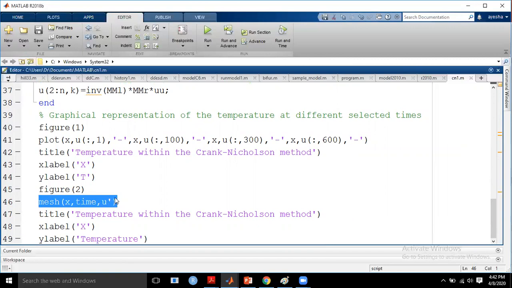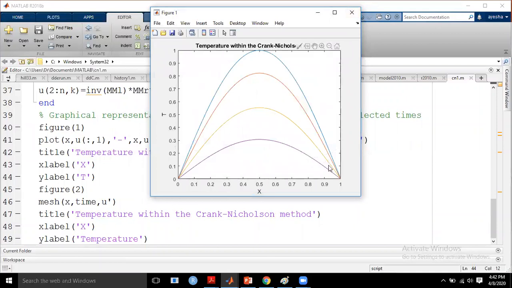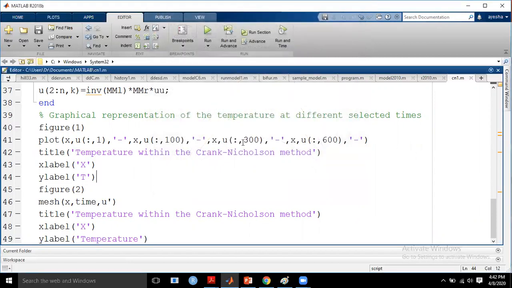Okay, now let us run this M file and let us see what we get. So you can see here that this is the surface, very nice and smooth surface. The reason is that you have got a sufficient number of grid points. Delta X was small, delta T was small, so results are very nice. And here you can see very nice graphs at different times: at T index 1, at T index 100, at T index 300, at T index 600.